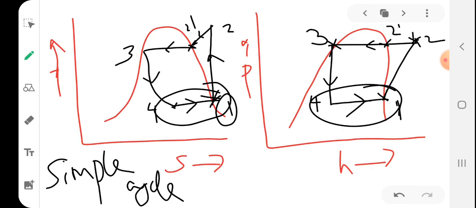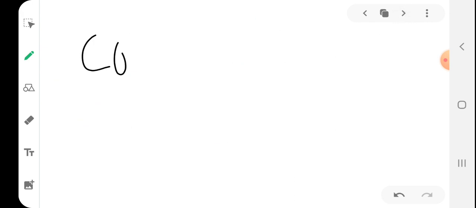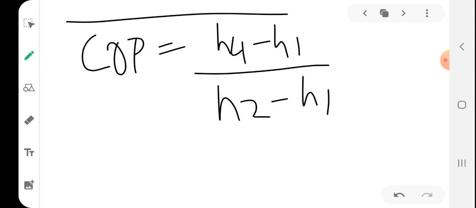Work in the compressor. Actually we are applying work in our compressor. So this is our work input. So it will be H2 minus H1. So students, you will get COP as H1 minus H4 by H2 minus H1. So this is the equation for COP.